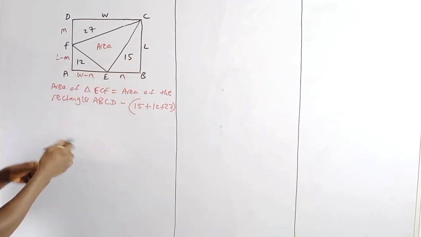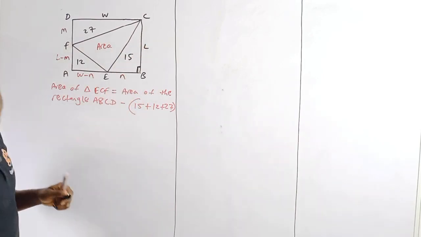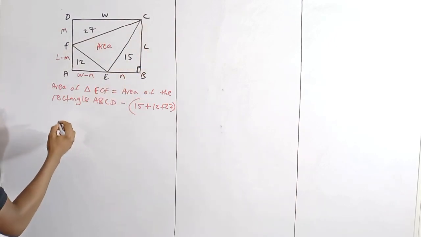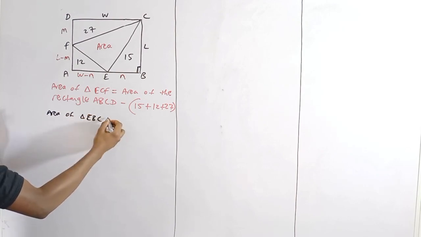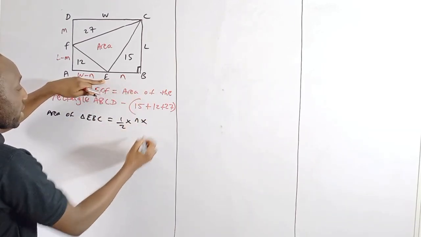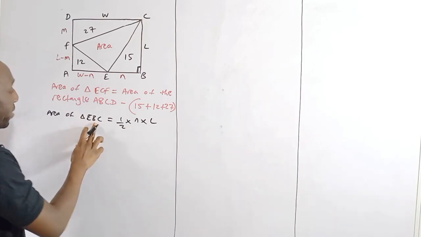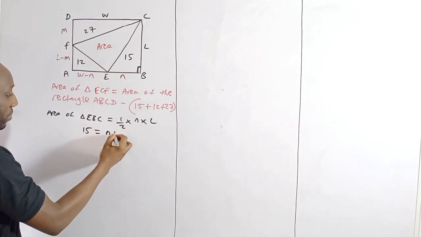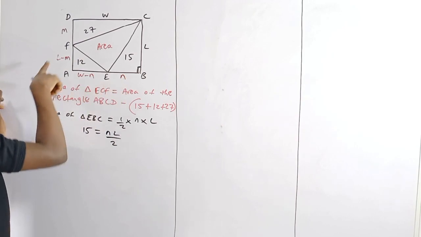Now let's start with this particular triangle. Okay, so what's the area of a triangle? The formula is half base times height. So the area of triangle EBC will be equal to half times the base. If we say let this one be the base, N times the height, which is L. Are you with me? So what's the area given to us? 15. So 15 is equal to N times L over 2. So what we want now is to get N and we also get M.